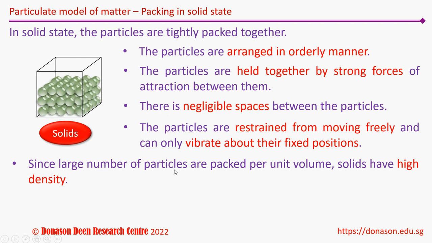Since a large number of particles are packed per unit volume, when we want to compare density, we always have to take the same volumes and compare. So per unit volume, maybe you can take 1 cubic meter or whatever, and you count the number of particles in the solid state. What you're going to realize is there's going to be a huge number of particles in the solid. So since a large number of particles are packed per unit volume, obviously solids will have very high density, because the more particles, the greater would be the mass, and of course the greater the mass, the greater the density. So hence a solid having a lot of particles packed per unit volume naturally has very high density.